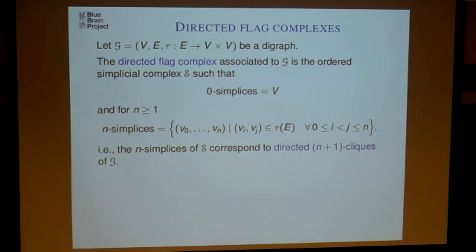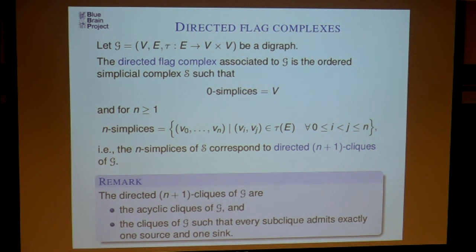There are alternative ways to think about these things. In particular, they are the acyclic cliques, so they're all-to-all connected subgraphs with no cycles. If you have an all-to-all connected subgraph with no cycles, it is precisely one of these guys. Or another way to say it is it's the cliques such that every sub-clique has a unique source. So we have these various ways of understanding this, and these were illustrated previously.